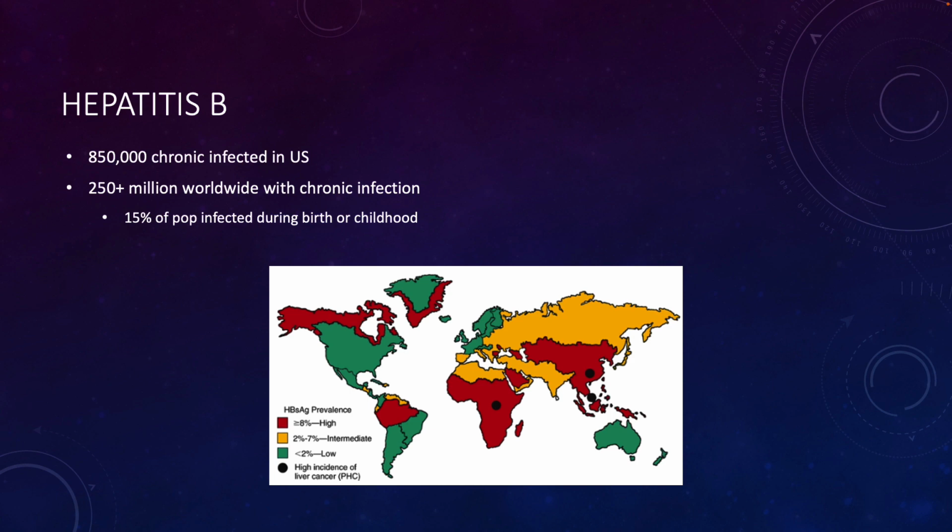It is estimated that there are about 850,000 people chronically infected with hepatitis B in the US, and over 250 million worldwide. Depending on the part of the world, it's estimated that about 15% of the worldwide population is infected during birth or childhood. So you can see that there are really high prevalences of hepatitis B in different parts of the world. And in these areas where we have this black dot, that represents areas that have a really high incidence of liver cancer. And that is probably correlated with or caused by the increased prevalence of hepatitis B.